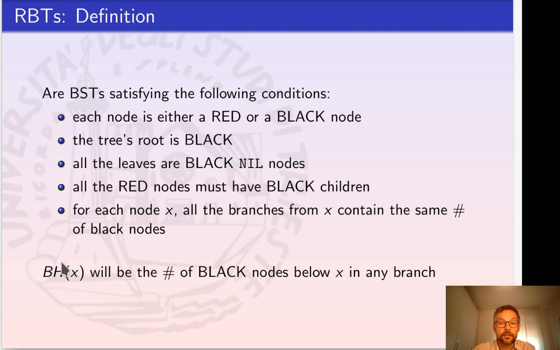Let me then define the black height of a node X. The black height of a node X will be the number of black nodes below X in any branch. Since all the branches moving from X have exactly the same number of black nodes, we can define this notion, saying that for all the branches moving from X, we will have exactly this number of black nodes.